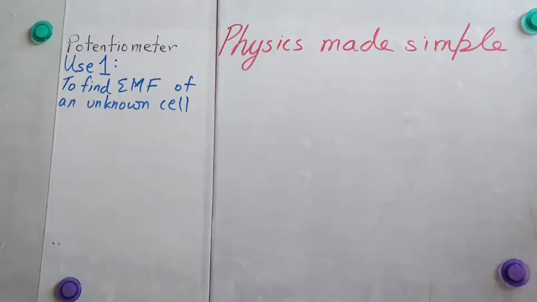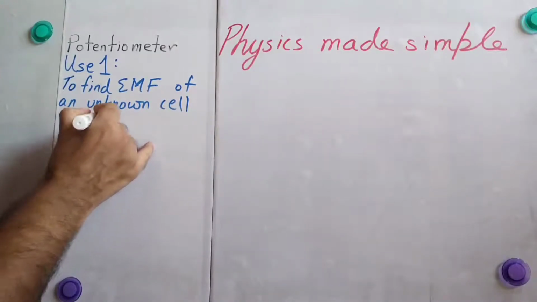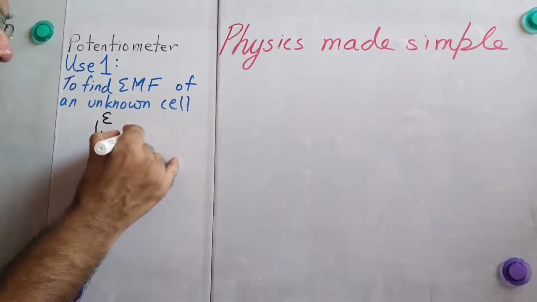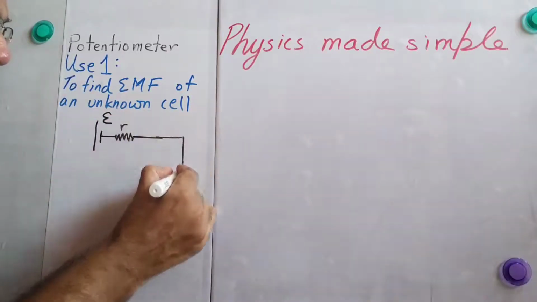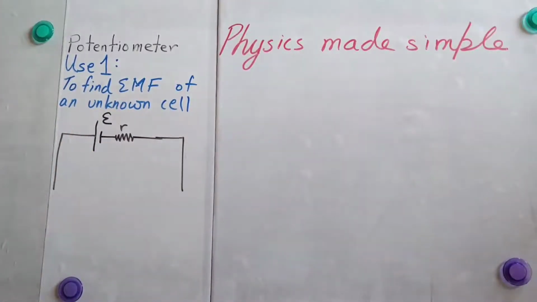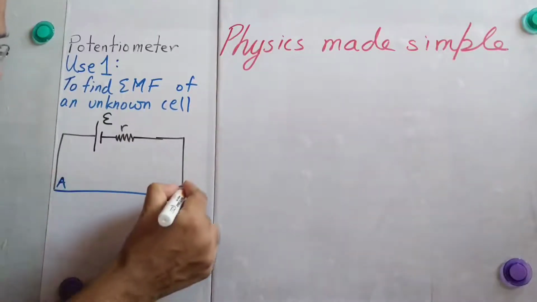In this lesson, we are going to discuss the first use of a potentiometer, that is to find the EMF of an unknown cell or to compare EMFs of two cells. So we have a potentiometer which has a cell of EMF E, an internal resistance R, connected to a potentiometer wire, which is a linear conductor of uniform cross section.